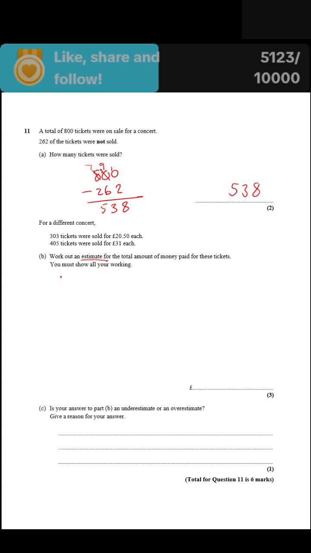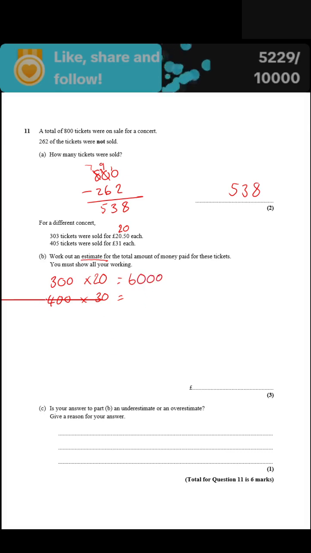So the 303, I'm going to call 300. The £20.50, I'm going to call 20. The 405, I'm going to call 400. And the 31, I'm going to call 30. And we're going to work out those totals. So 300 times by 20, 3 times by 2 is 6, add the extra zeros in, gives you 6,000. 4 times by 3 is 12, add the extra zeros in, gives you 12,000. We work out the total, so we add those together, and we get £18,000.